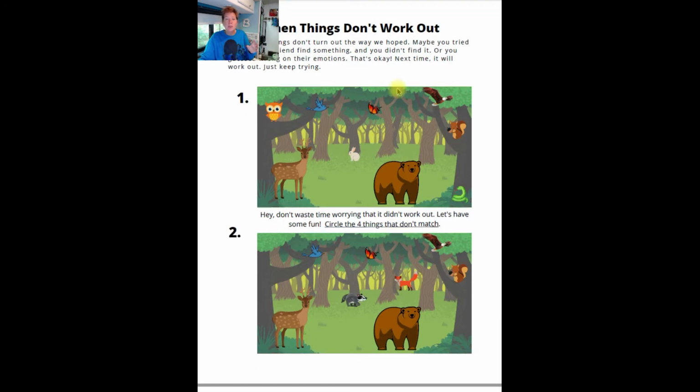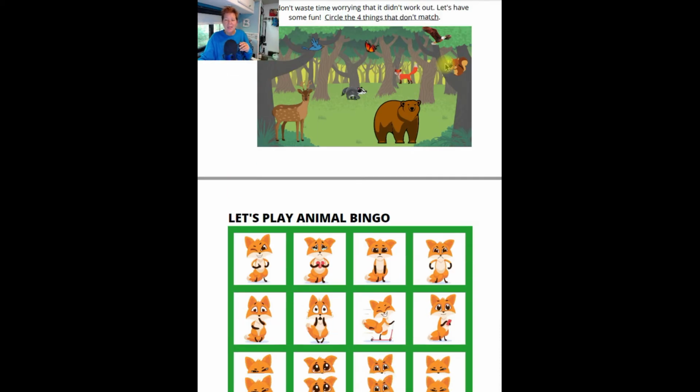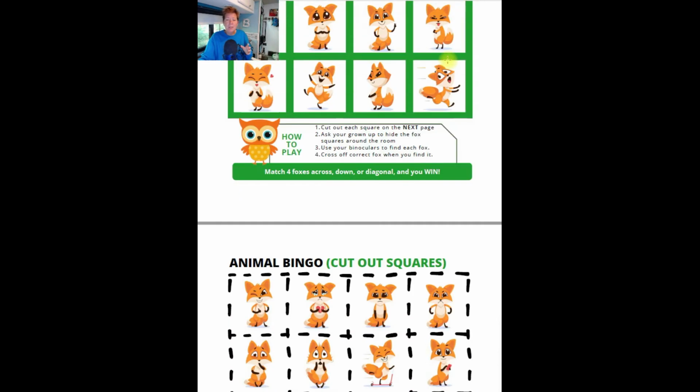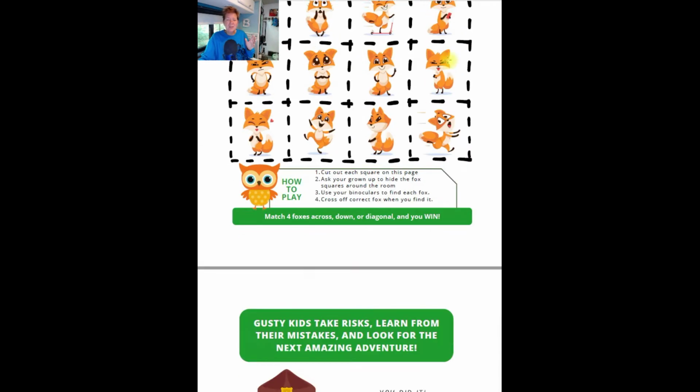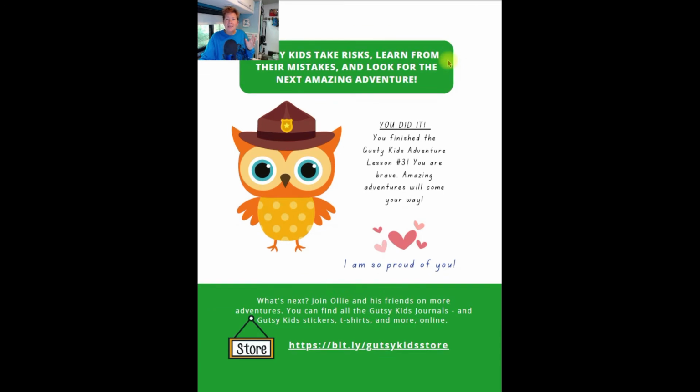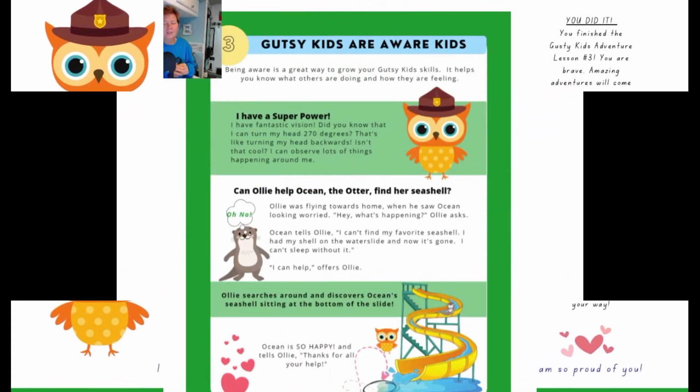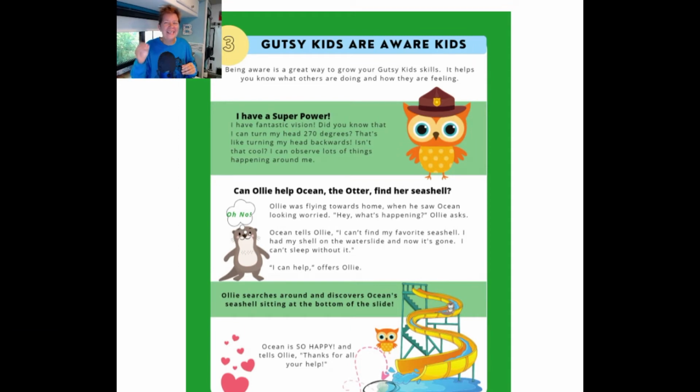So in this one, we have 4 things that don't match, and they're asked to circle the items that don't match from picture 1 and picture 2, and a game of animal bingo. So there's lots and lots of interactive stuff, and I want to show you now what I did with Easel in Teachers Pay Teachers. And this is lesson 3 in Easel.